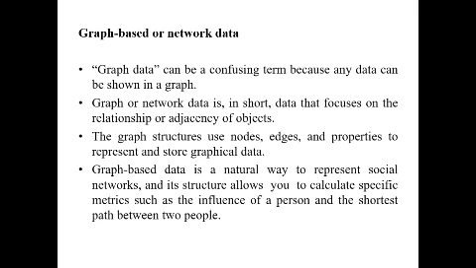Graph-based or network data. Graph data can be a confusing term because any data can be shown in a graph. Graph or network data is, in short, data that focuses on the relationship or adjacency of objects. The graph structures use nodes, edges, and properties to represent and store graphical data. Graph-based data is a natural way to represent social networks, and its structure allows you to calculate specific metrics such as the influence of a person and the shortest path between two people.